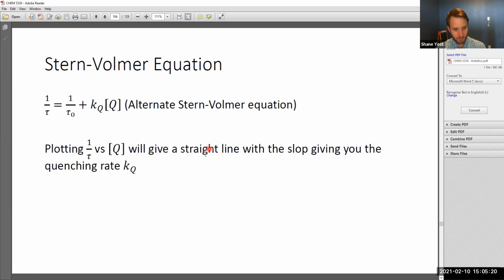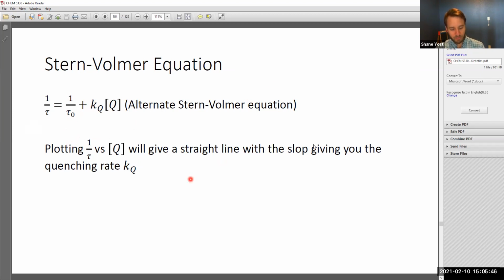All right, and so this alternate version of the Stern-Volmer equation: if you were to plot 1 over the lifetime versus concentration of Q, you'd get a straight line with the slope as KQ, and then the y-intercept is 1 over the lifetime of the unquenched species.